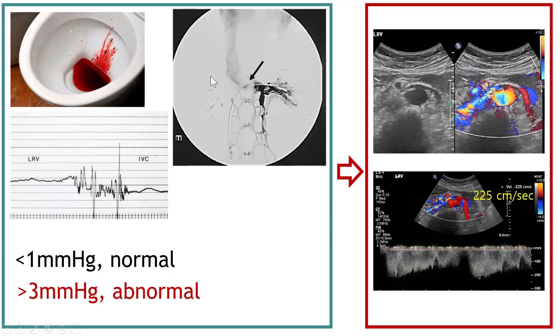And when this pressure gradient is more than 3 millimeter mercury, we consider it abnormal, and we can make a diagnosis of Nutcracker phenomenon using this invasive technique. At the time, we usually do this invasive procedure in patients with gross hematuria.